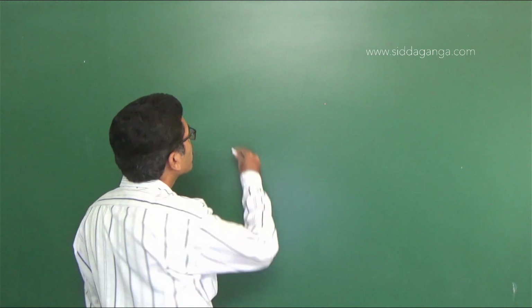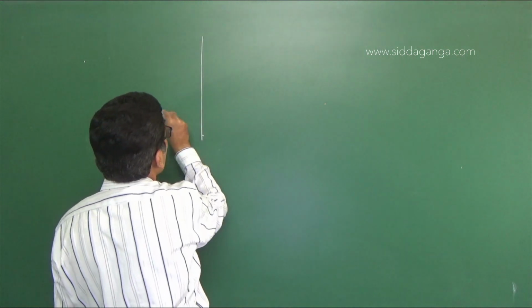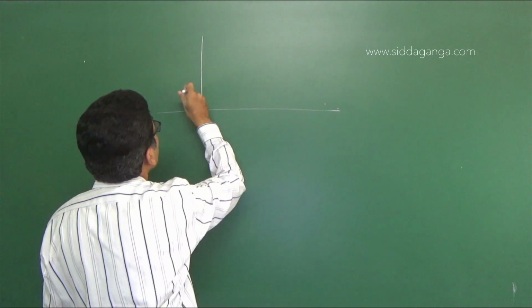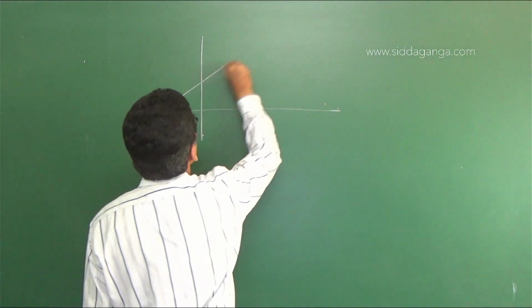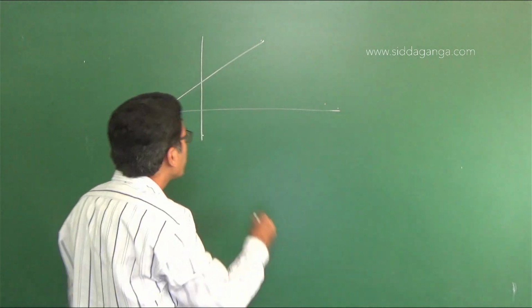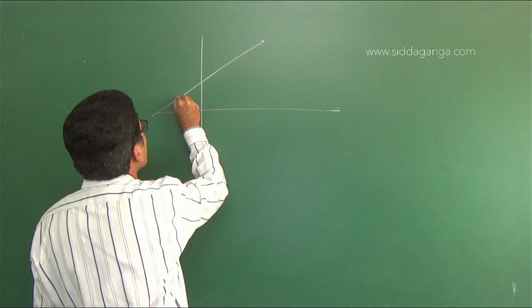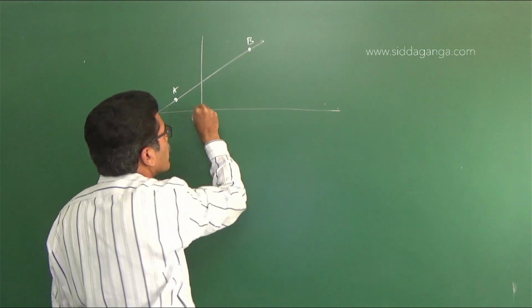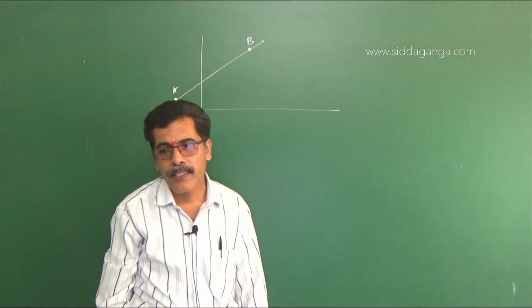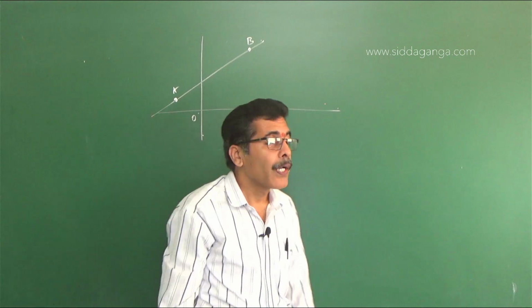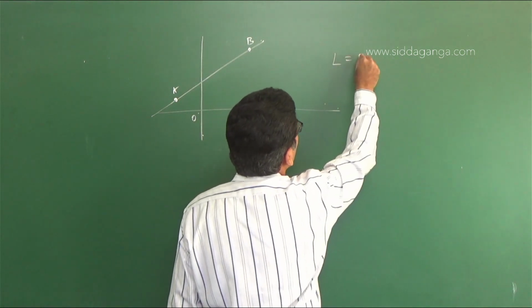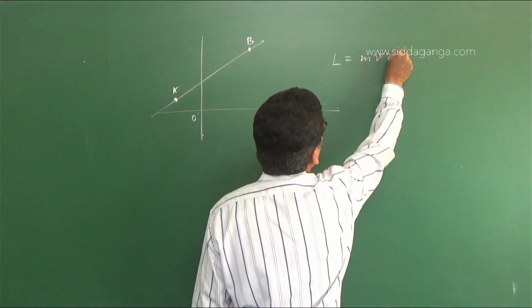We shall work out this. See, the particle is moving like this along a straight line. They have given this is A and this is B. You know that angular momentum is given by L is equal to m into v into r.